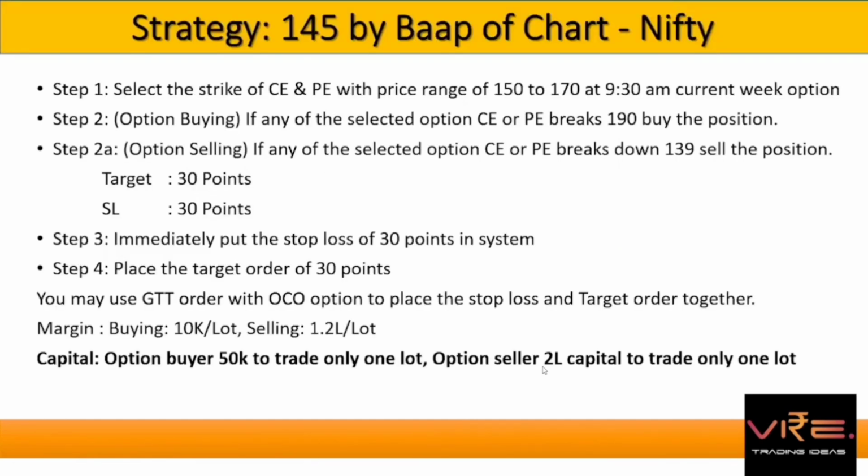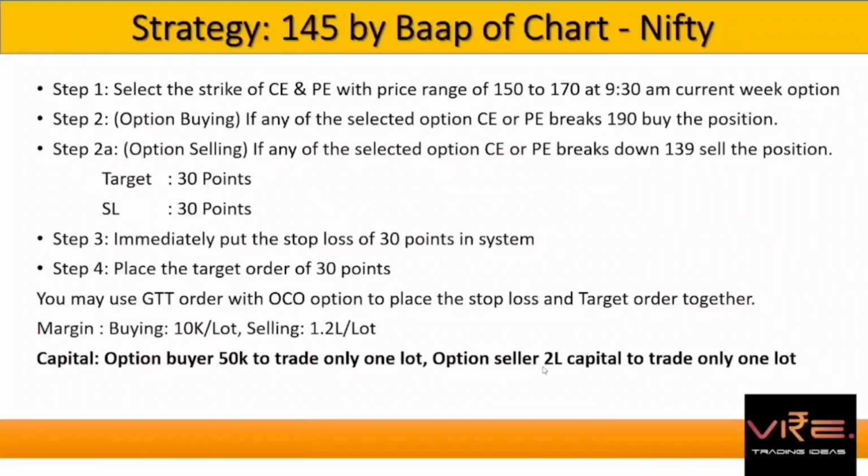In the first step, we need to create a watch list at 9:25. Exactly at the close of the 9:25 5-minute candle, we need to create this watch list. How to create the watch list? We need to open the option chain, look for the strike prices having premium between 150 and 170, select those strike prices of CE and PE, and enter them into the watch list.